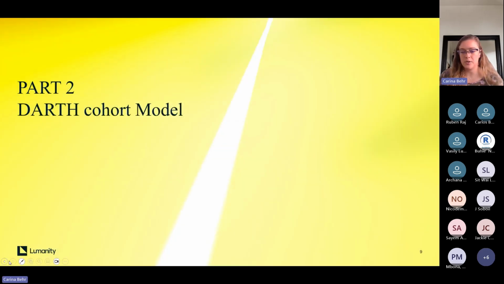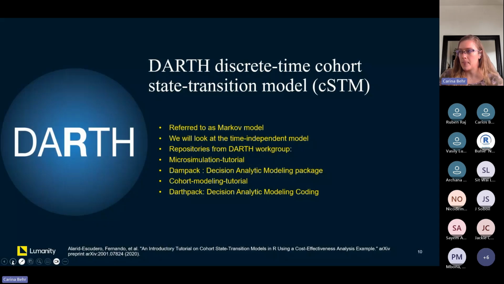So if we go to the DARTH cohort model, I am going to walk through a few steps that I think are very important for us, and then I'll share with you the link to download the code, and you can do the exercises in group work at the end. So yeah, we're looking at the DARTH discrete time cohort state transition model.